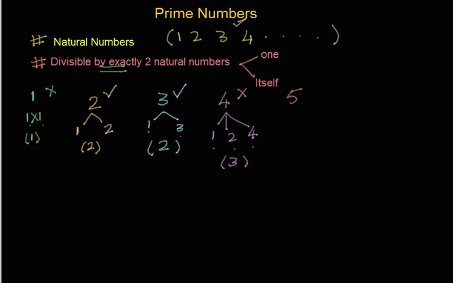Let's take up 5. So 5 is divisible by 1, 5 is divisible by 5. So it has exactly two factors. And so we conclude that 5 is also a prime number.